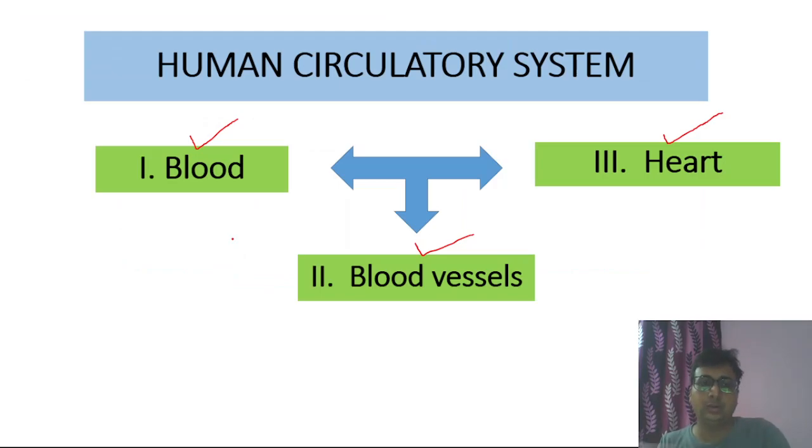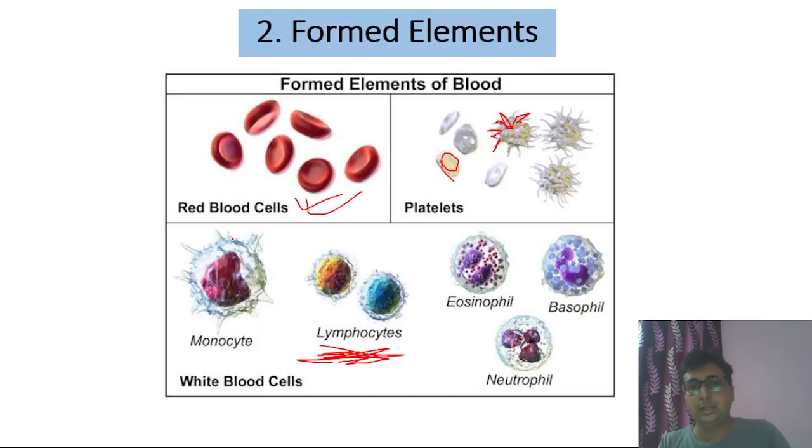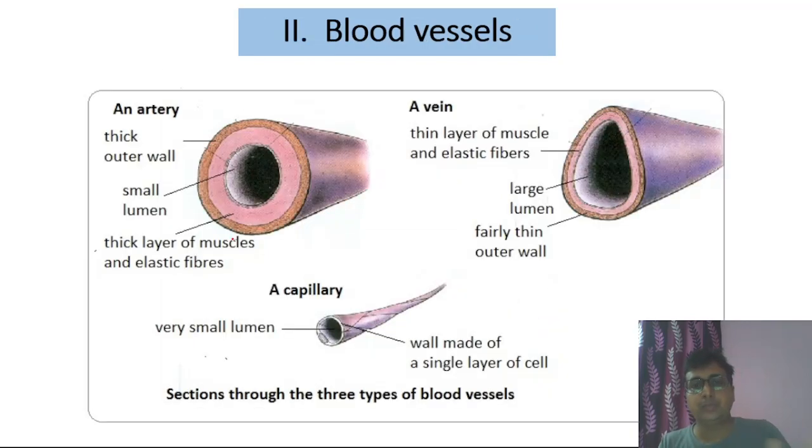Then we came to talk about the human circulatory system, in which there are the blood vessels and the heart. Blood is composed of plasma and the formed elements, and the formed elements have three parts: red blood cells, platelets, and white blood cells. Then we talked about the blood vessels, in which there are artery, vein, and capillary.